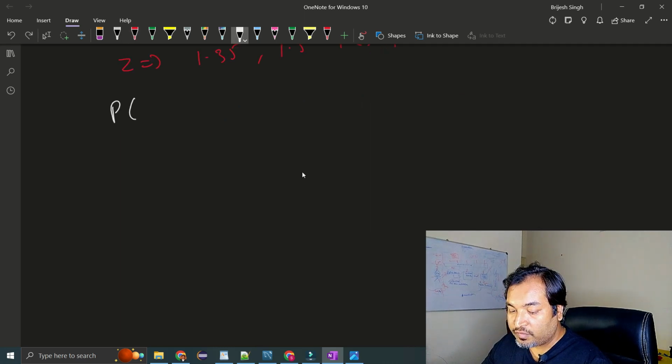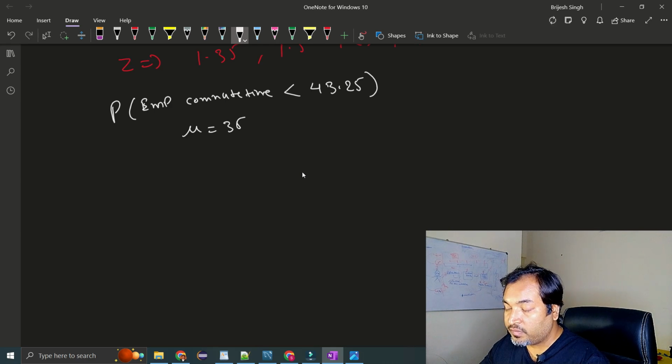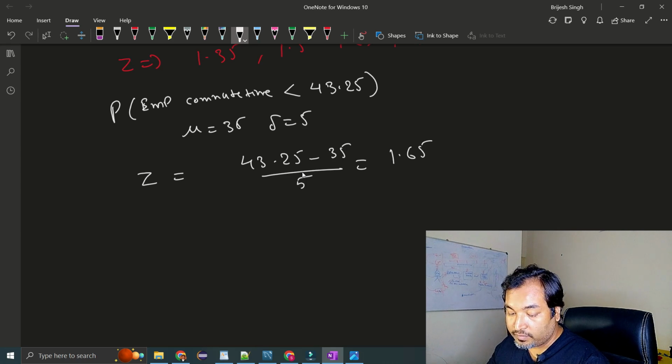Now just take the example of employee commute time, less than 43.25 minutes, right? Where we have a mu equal to 35, standard deviation is 5. So what would be the Z score? Z score would be 43.25 minus 35 divided by 5, we get 1.65, right?